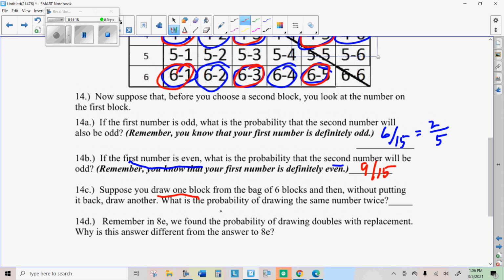Suppose you draw one block from the bag of 6, and then without putting it back, draw another. What is the probability of drawing the same number twice? Think about that. Write down an answer. See if you get it. You should have said 0, because since that number isn't there, you can't draw it.